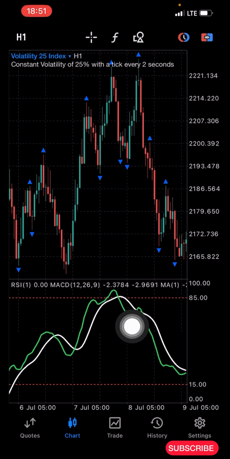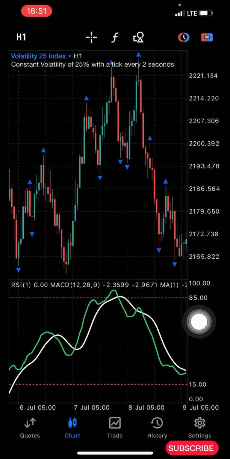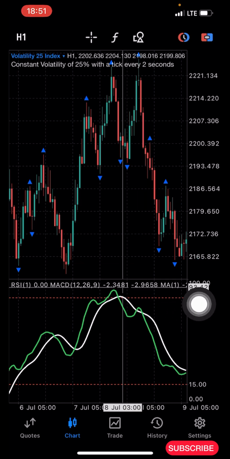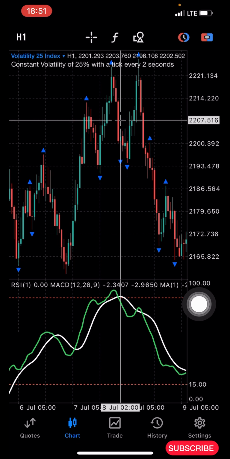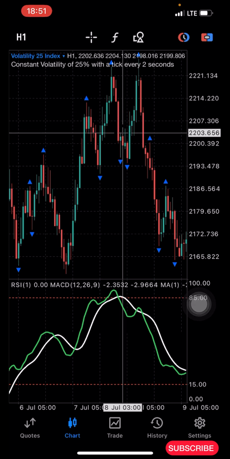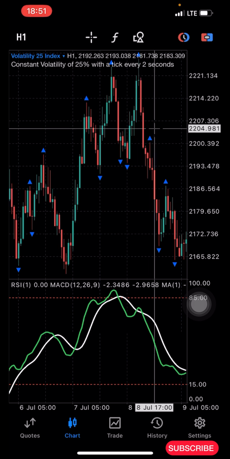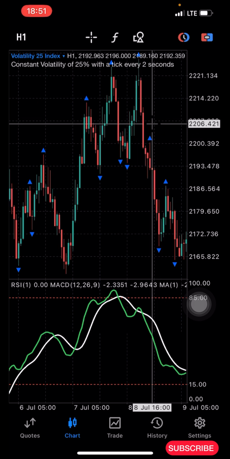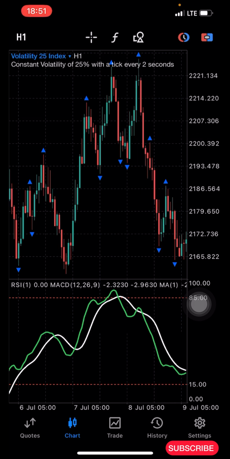Once you have seen the green cross below the white like this, the next condition is that you want to wait for a break of structure. This is the area it crossed, around this area here is where the green crossed below the white, which means price was around this area then. Once you see this, the next thing is that you want to wait for price to go back for a retest.